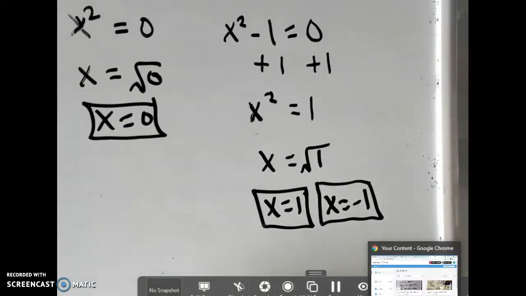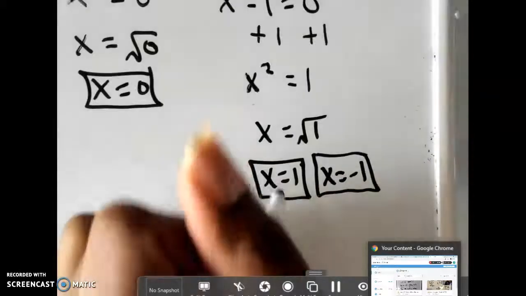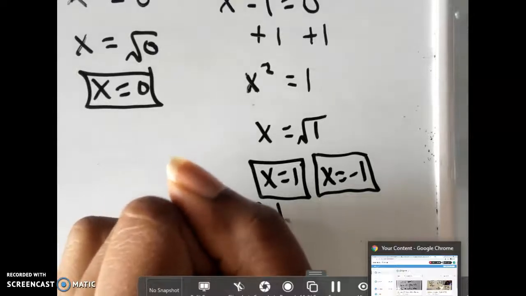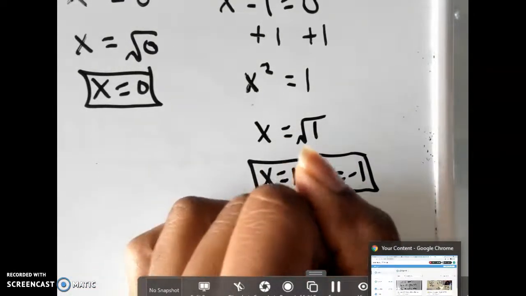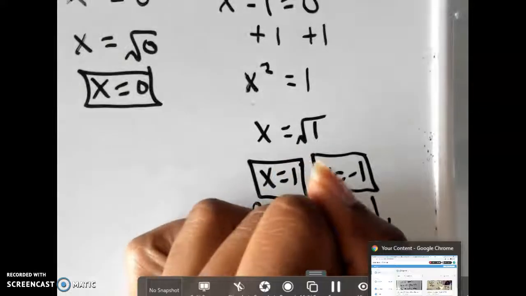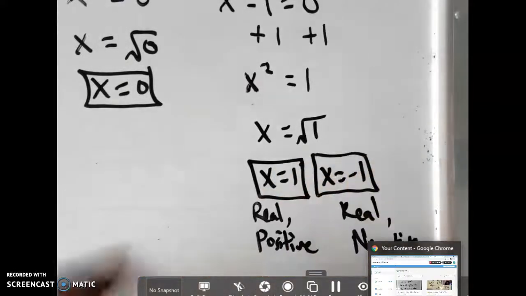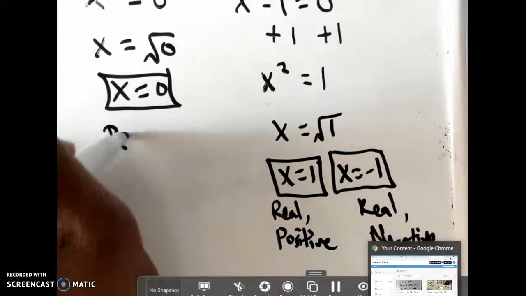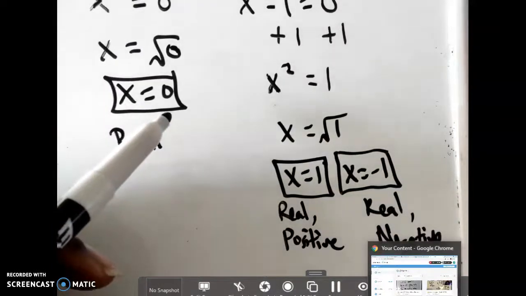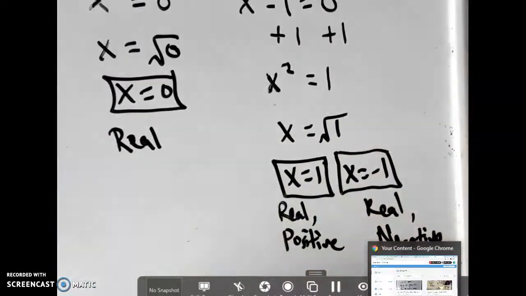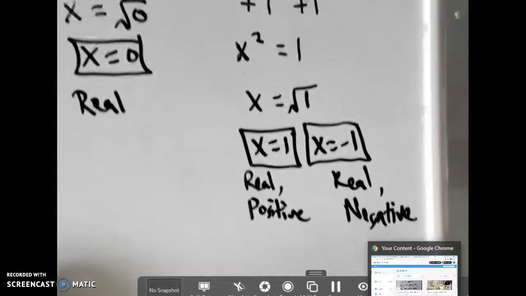So here are our three roots here. We have one real positive root, we have a real negative root, and then we have a real root here as well. 0 is neither positive or negative, so it's just the real root. So we have our three roots here.